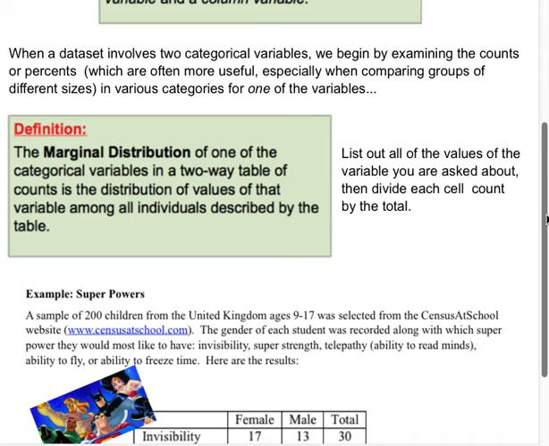So if you're given a two-way table and you're being asked to describe one variable at a time, you're going to want to find the marginal distribution. The marginal distribution of the categorical variables in a two-way table of counts is a distribution of values of the variable among the individuals described by the variable. I know this is really, really wordy, so let's dive right into what this looks like.